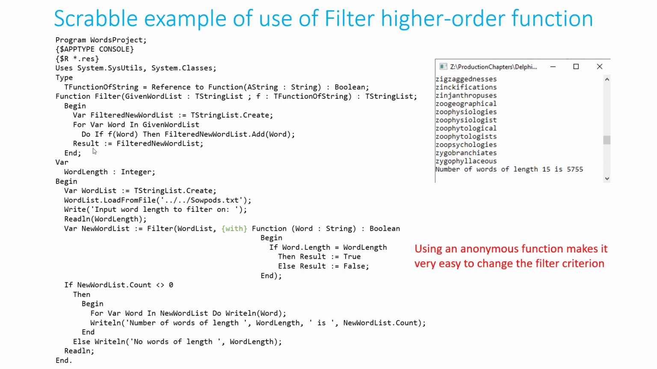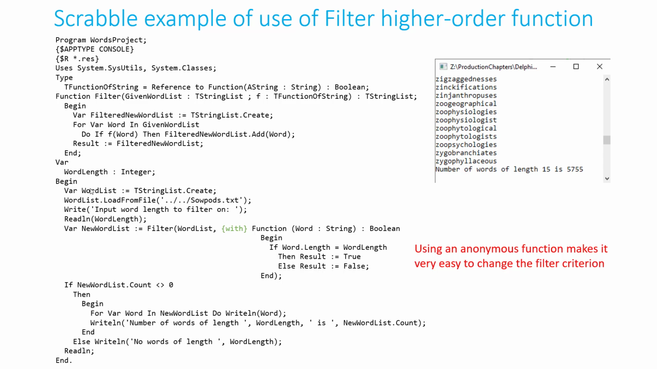The result variable will automatically be created by Delphi, and it will be the same data type as the type here. So when we've finished iterating through all the words in the given list, we'll end up with a new list containing all the words that meet the criterion, and then we can return this via result to the calling program.